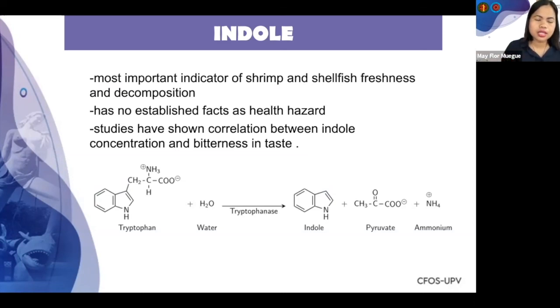Kung yung histamine is from amino acid histidine, ito naman yung indole is from tryptophan, which is a naturally occurring amino acid in crustaceans and also a putrefactive compound, no? And it is used as an indicator of quality and extent of bacterial activity, no? Especially yung mga indole formers. Ayan. So studies have shown the correlation between indole concentration and bitterness in the taste of your product. So ayan, from tryptophan, in the presence of a tryptophanase enzyme, indole will be produced.